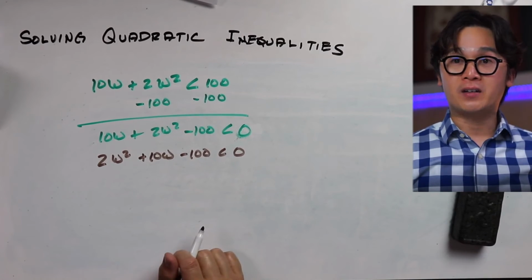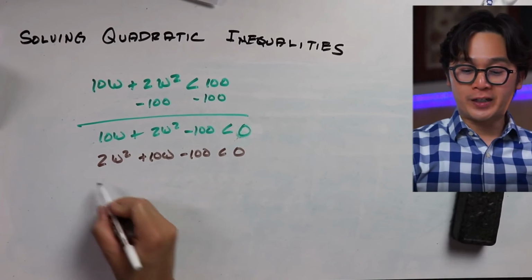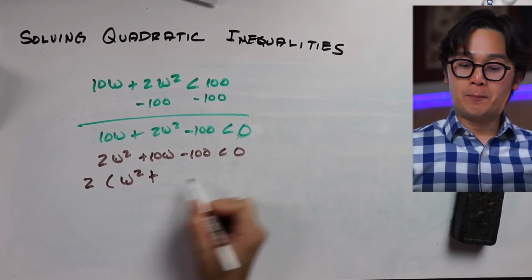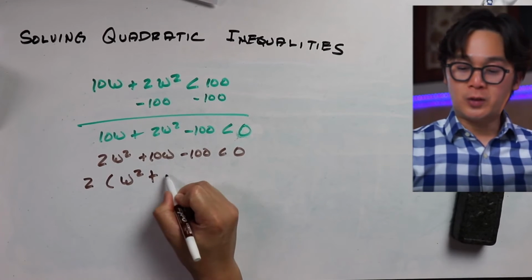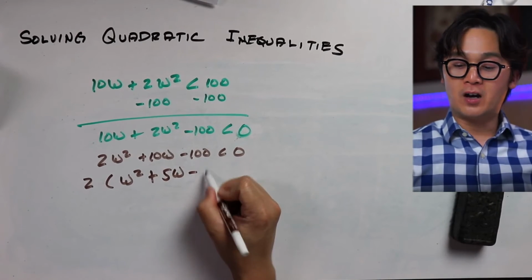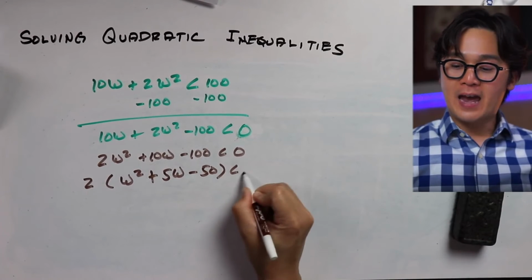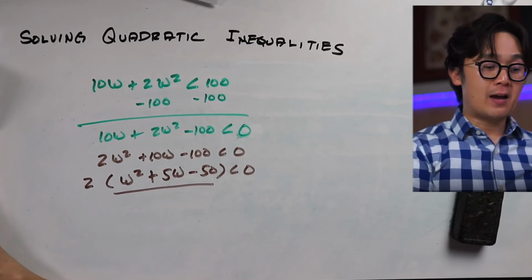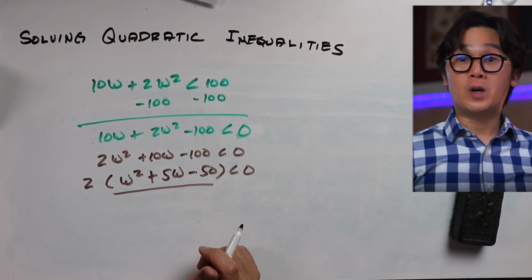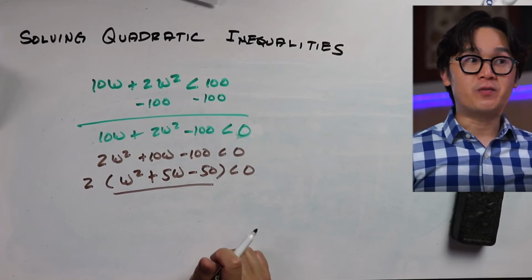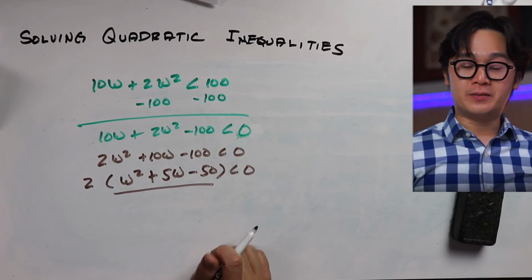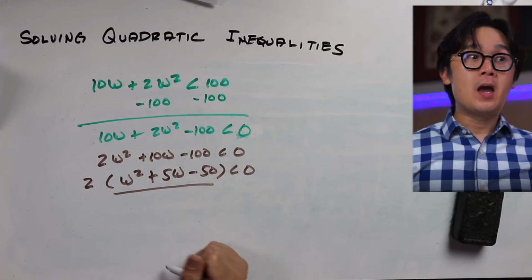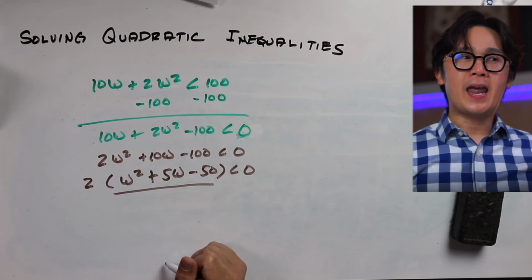So to do that, let's find the critical number by GCF. We know that if we take 2 outside, we are left with W squared plus 10 divided by 2 is 5W minus half of 100 is 50, less than 0, and this is what we're going to factor out. So we'll be able to find the critical number of our quadratic expression right here. And we know that the factors of negative 50 that will give us positive 5 when we add them up are positive 10 and negative 5.